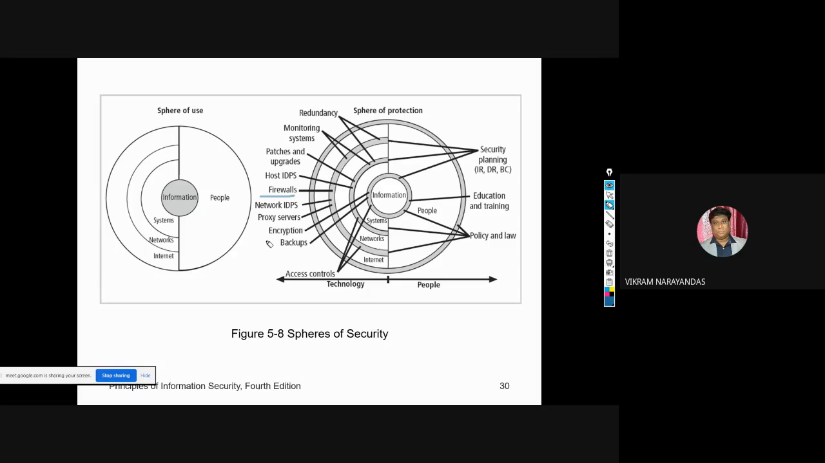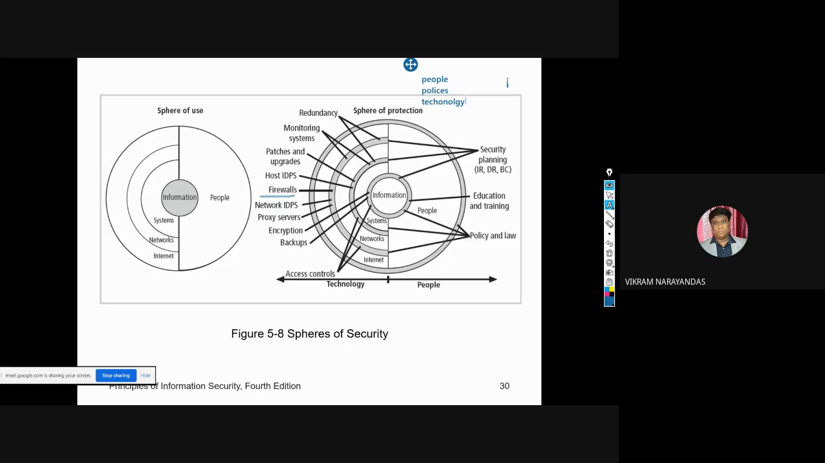Information security is generally designed and implemented in three layers. One is people. Next, policies. Next, technology. Information security is designed and implemented in three layers, that is people, policies, and technologies.